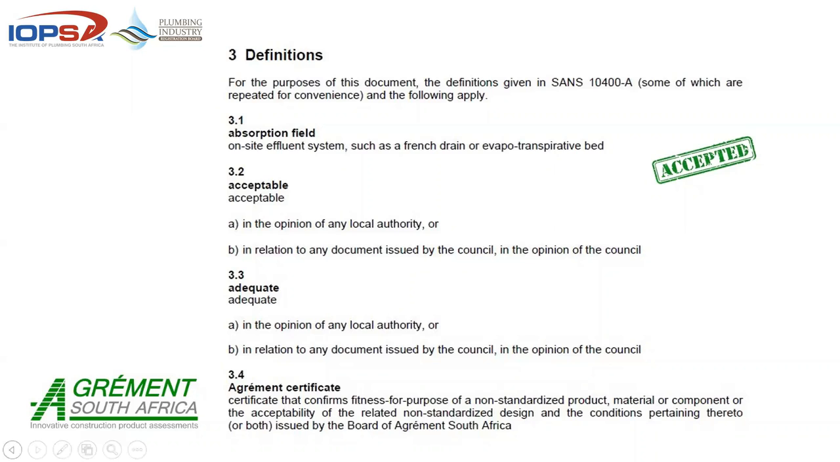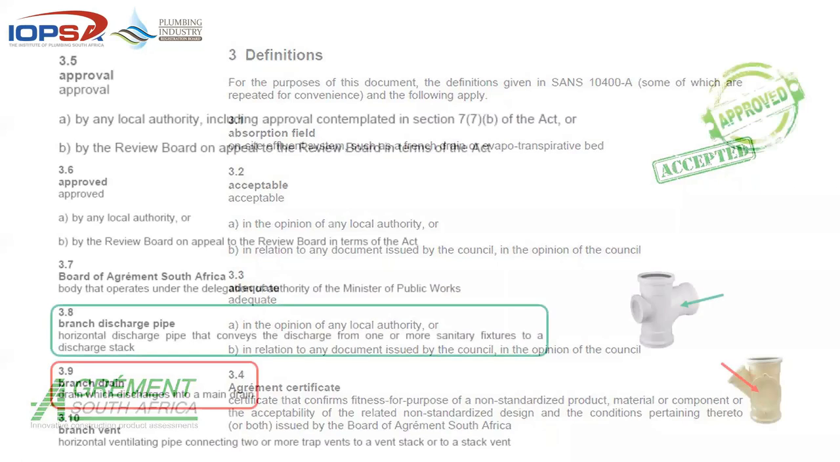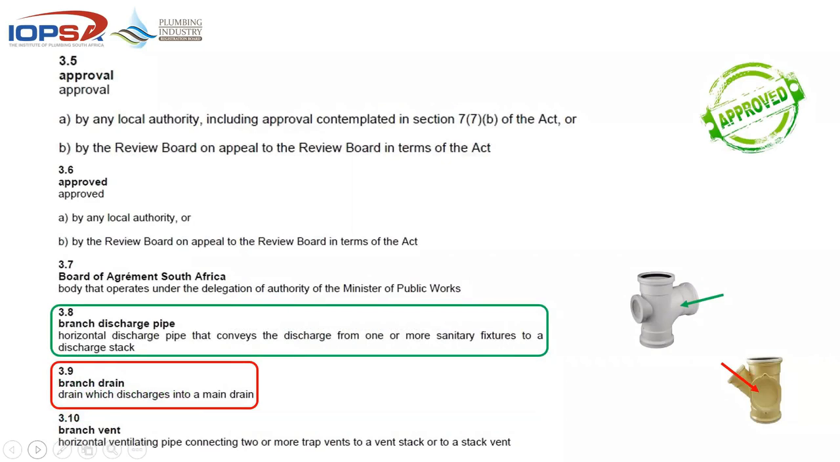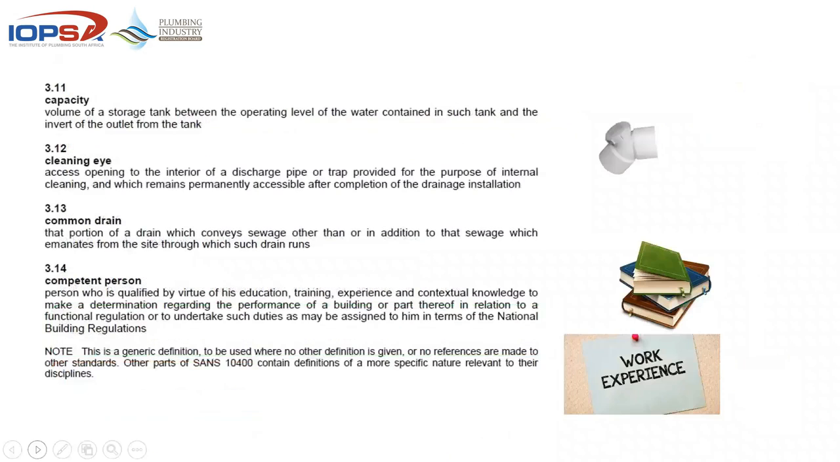So just to run through a couple of these, you'll find acceptable and adequate. Most of those would be in the opinion of the local authority, so there'd be no arguments around that. You guys can go through this on your own, or you could access some of this terminology from the standards. Basically, you'll see there's a difference between a branch drain and a branch discharge. The one is soil and vent, and the one is underground drainage. And you can work your way through this whole document. There's the competent person. This is a generic definition.